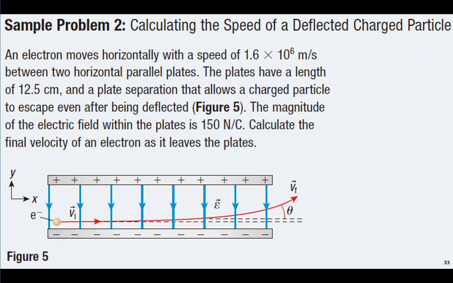The magnitude of the electric field within the plates is 150 newtons per coulomb. Can you calculate the final velocity of the electron as it leaves the plates? Again, I'll give you 5 minutes to consider the question, and after that, we'll have a look at the solution together.